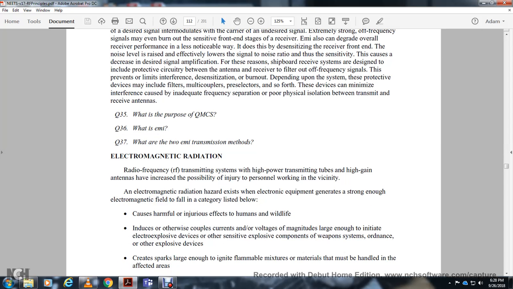Electromagnetic radiation. Radio frequency transmission signals from higher power transmitting tubes and high gain antennas have the possibility of injuring personnel working in the vicinity. An electromagnetic radiation hazard exists when the equipment generates a strong enough electromagnetic field to fall in the categories listed below.